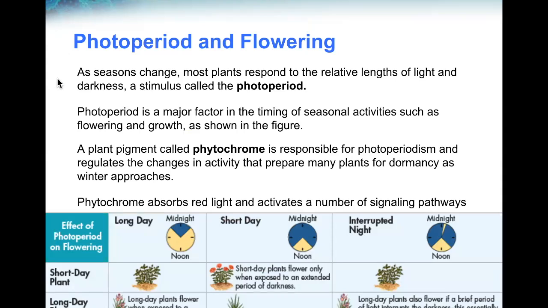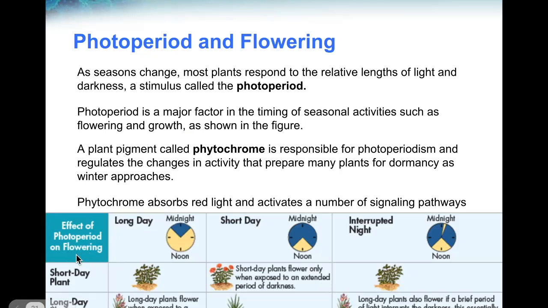Photoperiod in flowering. As seasons change, most plants respond to the relative length of light and darkness, a stimulus called photoperiod. Photoperiod is a major factor in timing of seasonal activities such as flowering and growth, as shown in the figure. A plant pigment called phytochrome is responsible for photoperiodism and regulates the changes in activity that prepare many plants for dormancy as winter approaches. Phytochrome absorbs red light and activates a number of signaling pathways.